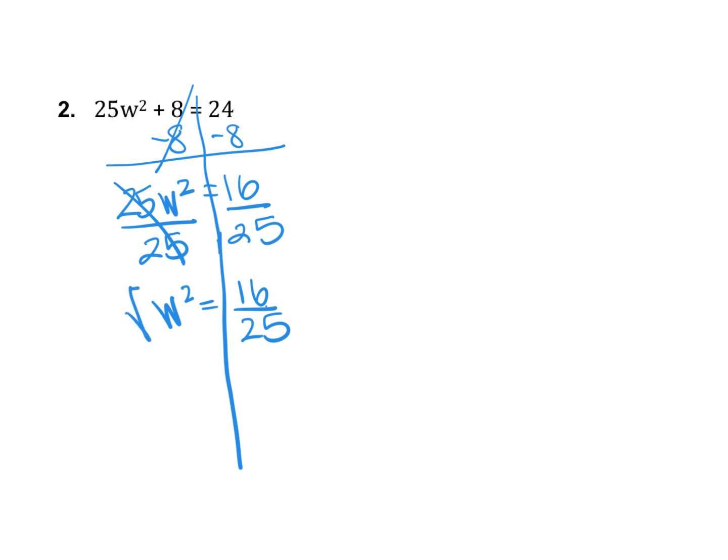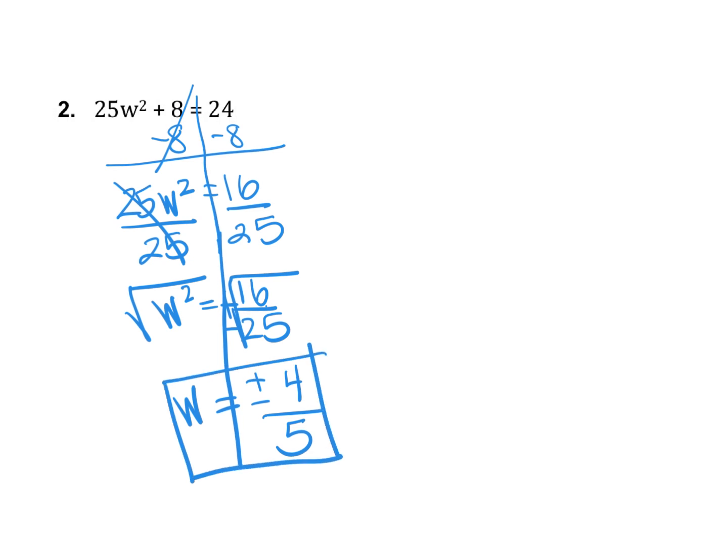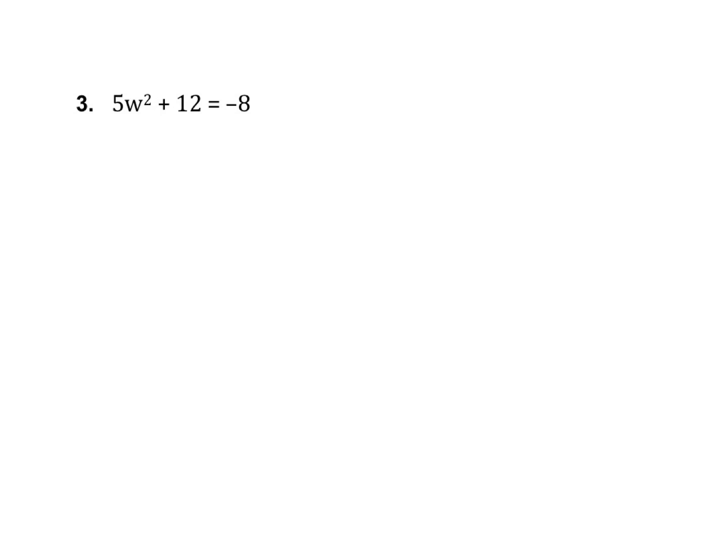Now we need to isolate and get down to just the 1w. So if I take the square root of w squared, that gives me w. And then I'm going to take the square root of my 16 over 25. Notice you can take the square root of 16, and that's 4. So you're going to have a plus or minus here, and you're going to have a 4. And then you can take the square root of 25, and that's going to be 5. So your answer here is w is equal to plus or minus 4/5.